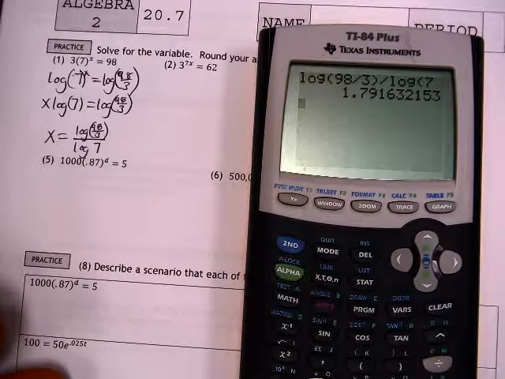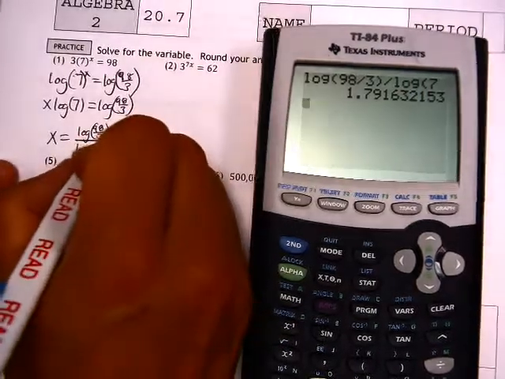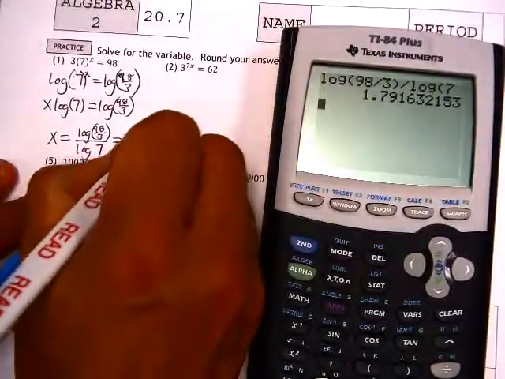When I press enter, I get 1.7916. We'll chop that off as 1.79.